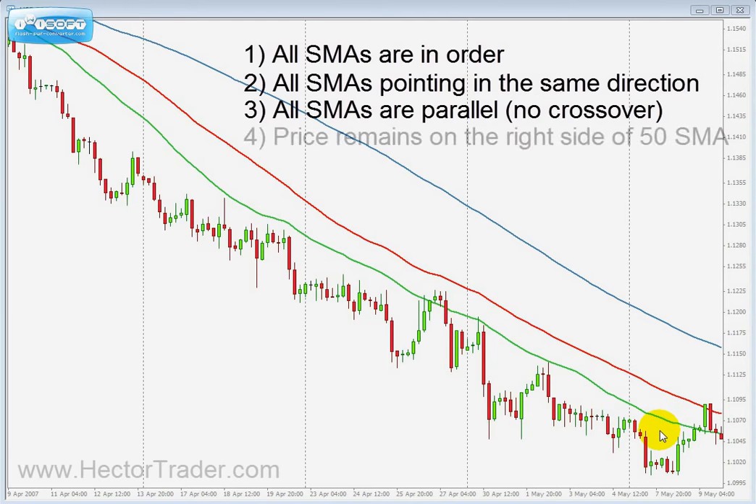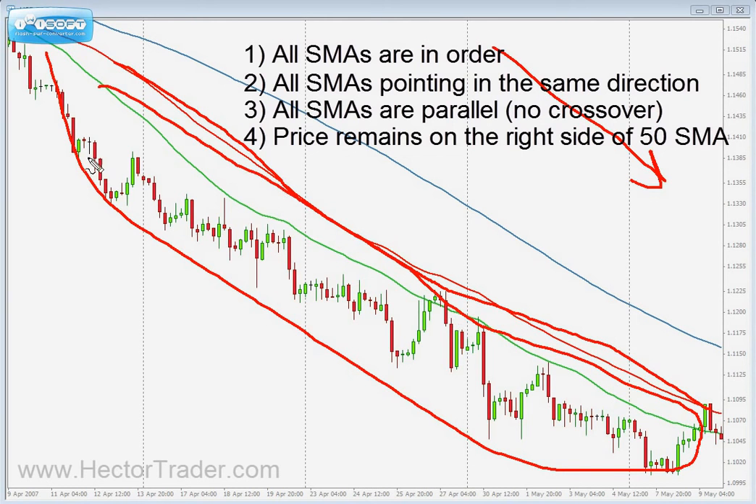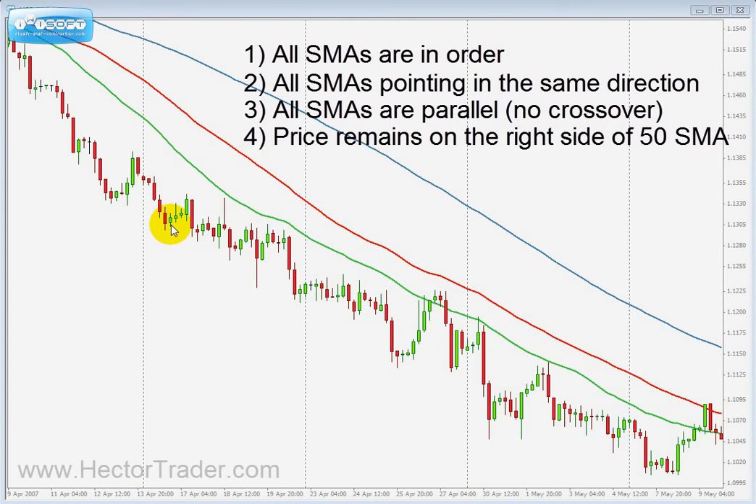Now, the fourth condition is that price remains on the right side of the 50 simple moving average most of the time. Remember that the 50 simple moving average is the one in red, and what I like to see is price on the right side of the 50. That means that if we are looking at a downtrend, I like price to remain below the 50 simple moving average most of the time, and it's been so. It's been below the 50 for quite a while.